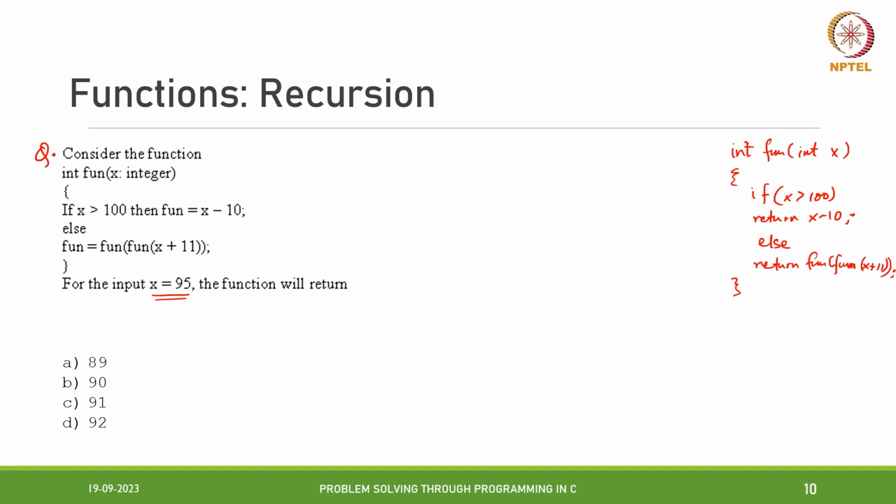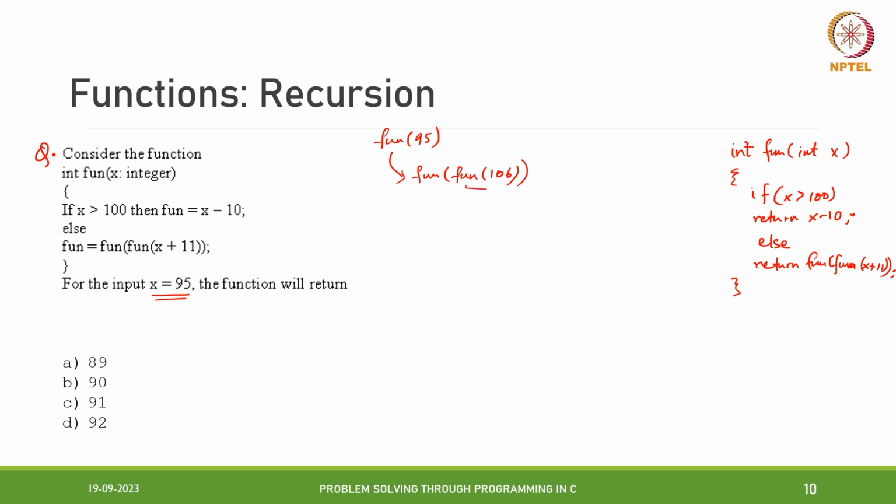Alright, so now for the input of x equals 95, let's see what happens. So we call fun with a value of 95. It will come to the else part because it's not greater than 100. So in the else part, what does it want to return? It wants to return fun of x plus 11, which is 106, right?